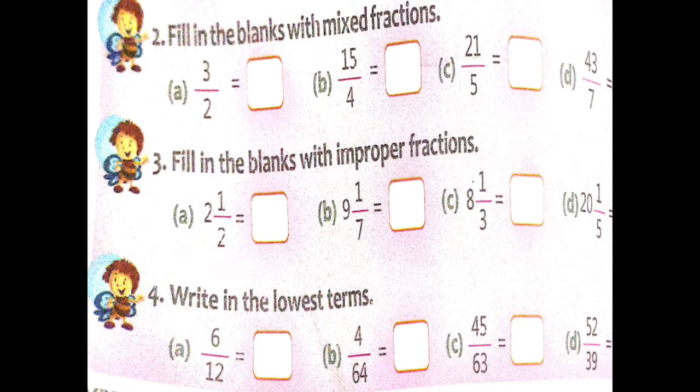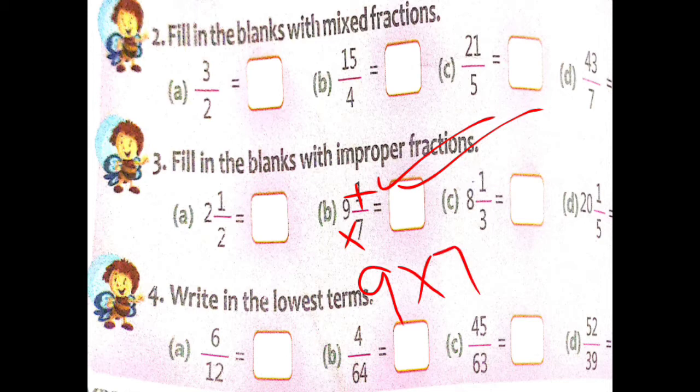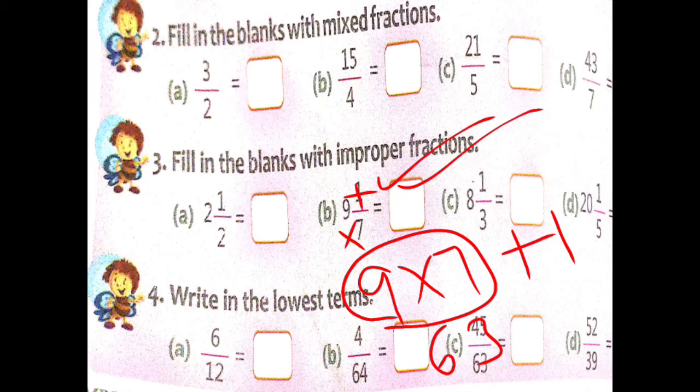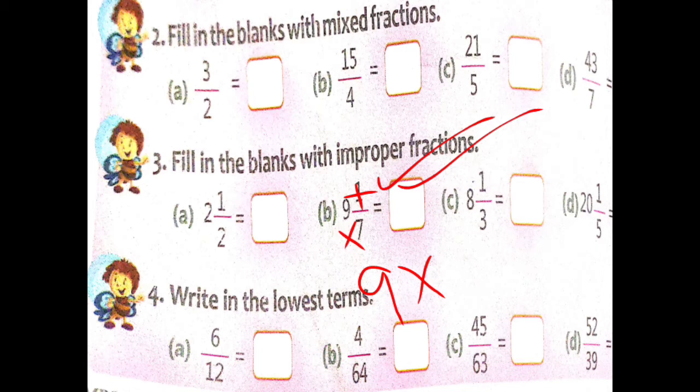Okay, so the next question is given 9 of 1 upon 7. How will we do it? 9 multiply by 7 and then what? Add 1. So 9 sevens are 63, and add 1, that becomes 64, and downside 7 as denominator as it is. So what did you get? 64 upon 7 as the improper fraction.